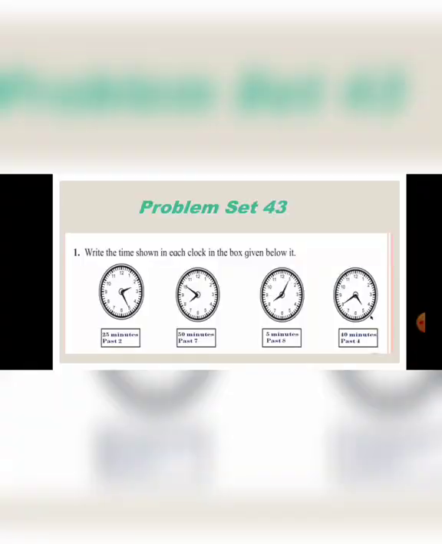Got it? Now everybody will take out the textbook of maths, and you have to open page number 59. We will start with our problem set 43, and you have to solve it in your maths textbook only. Now here question number 1 says: write the time shown in each clock in the box given below.